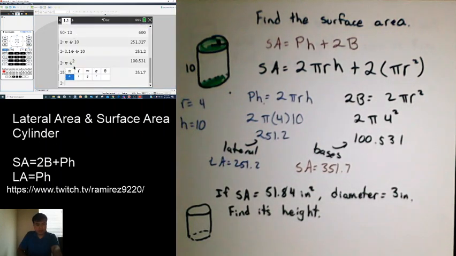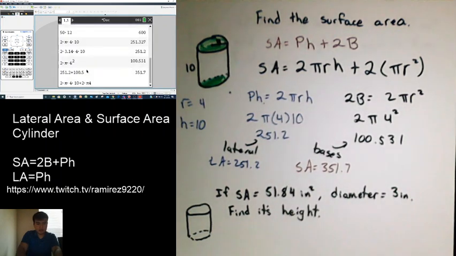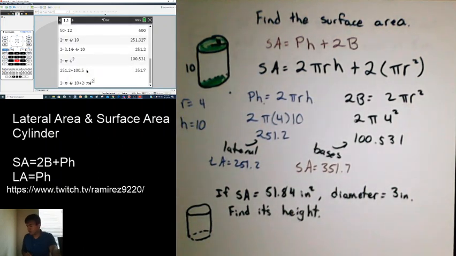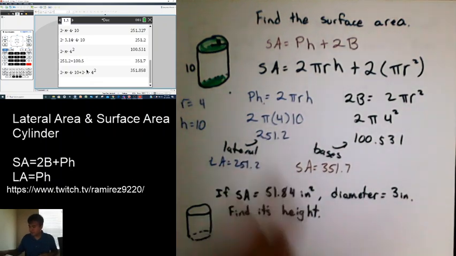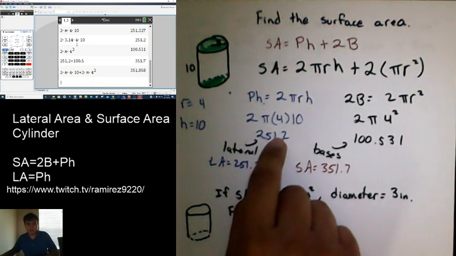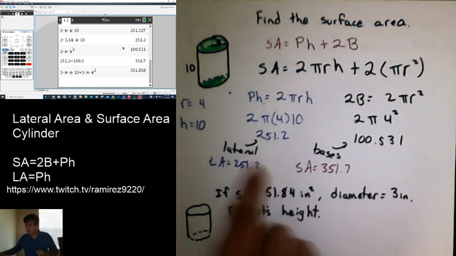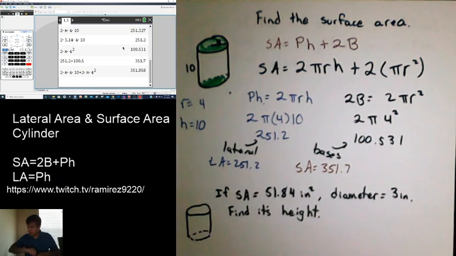We have 2 pi times 4 times 10 plus 2 times pi times 4 squared. Just press enter, and we get the same thing. Now I got there at 0.8 because I used the pi button, and on this one I used 3.14, but the answer is very close. Literally, guys, cylinders, that's all it is. That's how you find the surface area.